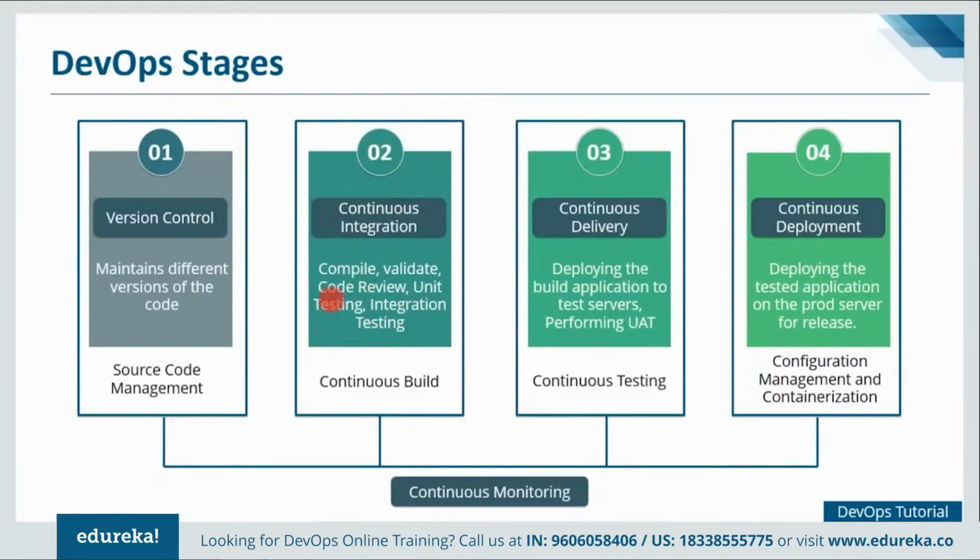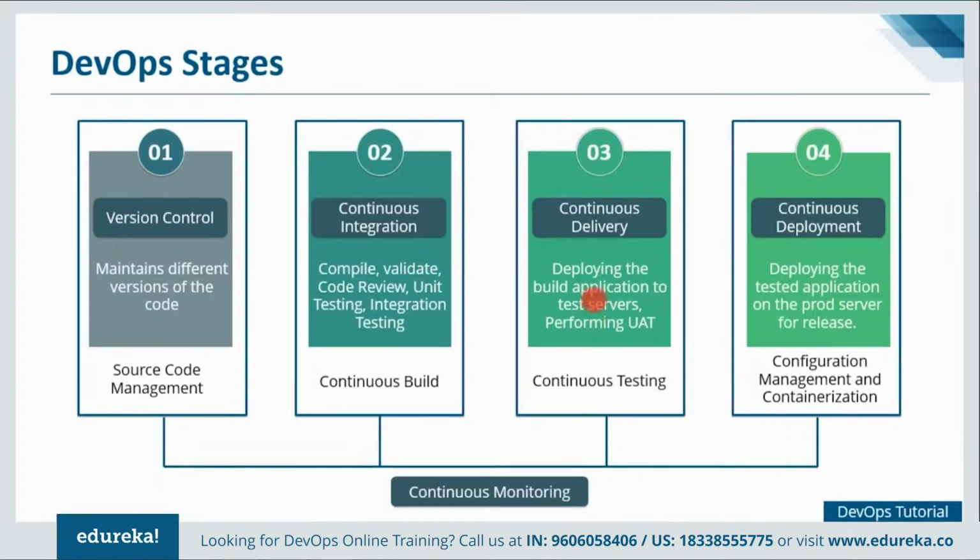Once the continuous build is done, you then deploy it onto the test servers for end user testing or user acceptance testing, where you use tools like Selenium. That is called continuous delivery. Now, till here, any questions, Ajay? I hope I'm clear. All right, Ajay is fine with it.